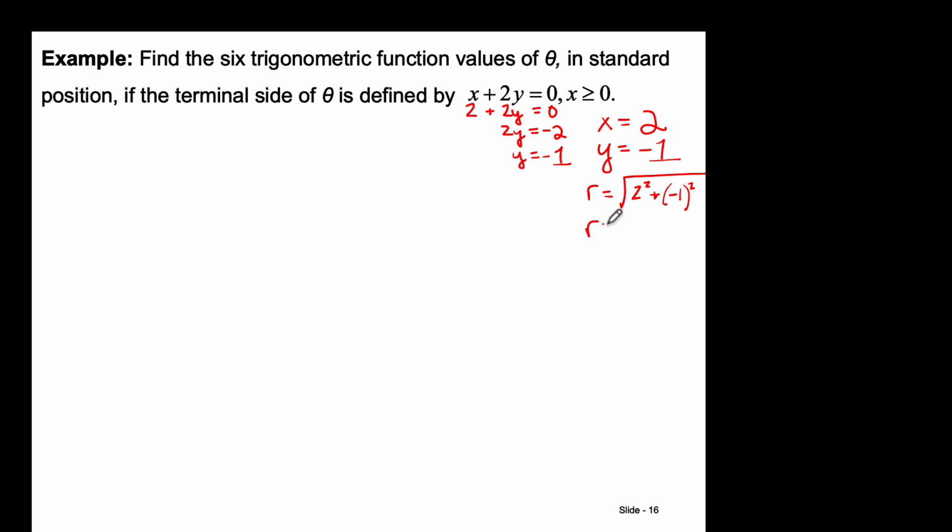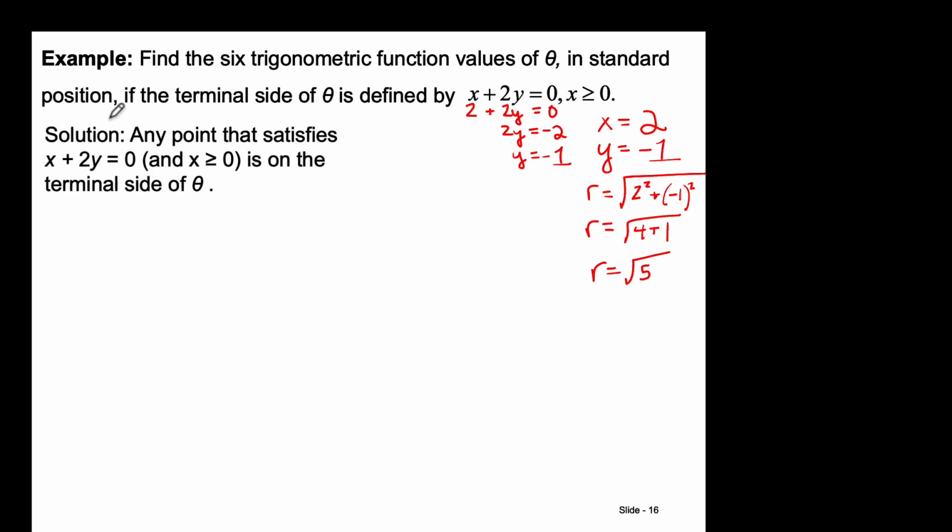Doing the squaring first would give me 4 plus 1, which is 5. The square root of 5 is not a whole number, so I would work with it in its exact form, square root of 5. So that's what I'm going to use, 2, -1, and radical 5. You can use the other option or find a different option if you want. As long as you find a point on the terminal side, all of our answers will end up being the same.